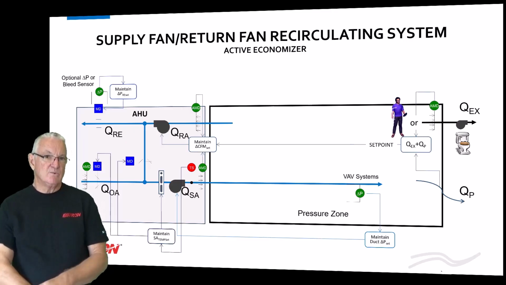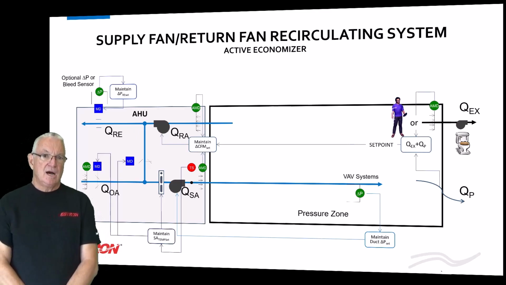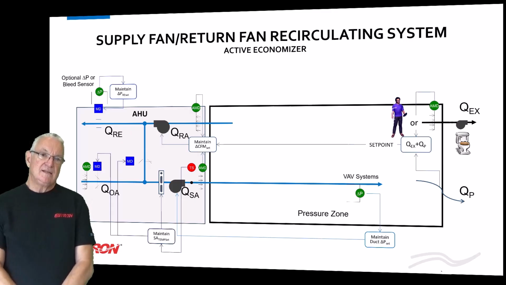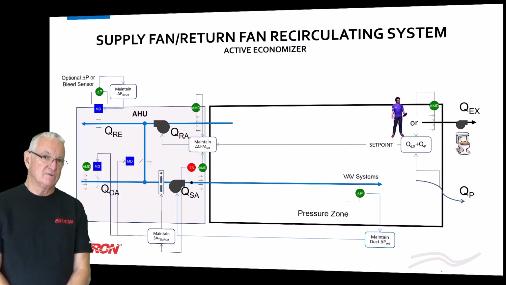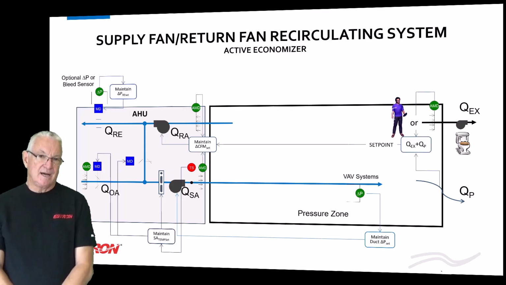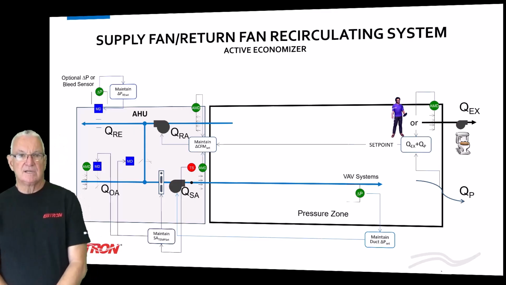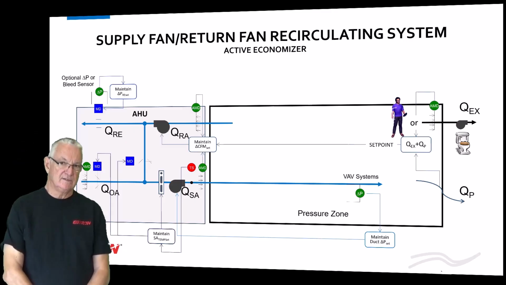Some of you might be asking, what is that optional DP or bleed sensor that you show? We like to decouple the relief air damper and open or close it based on a positive pressure or positive bleed airflow. EBTRON makes a bleed airflow sensor. I like it better than using a DP sensor, but they both do a very similar thing, okay?